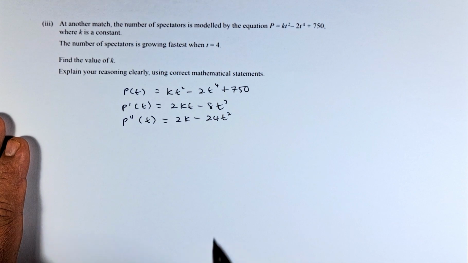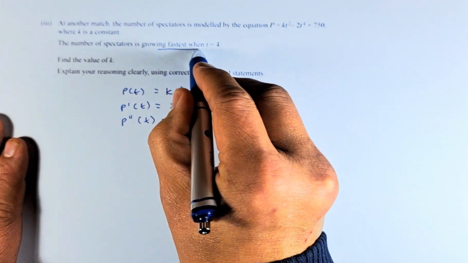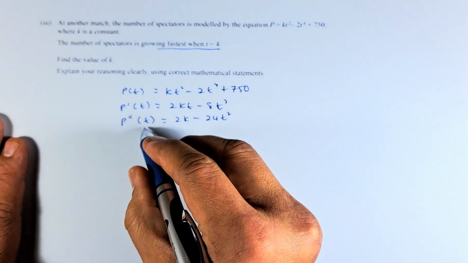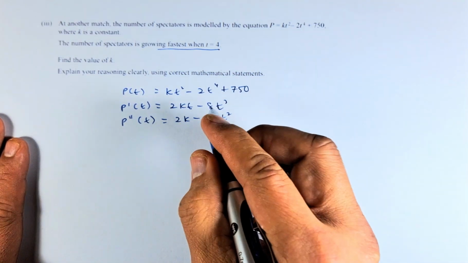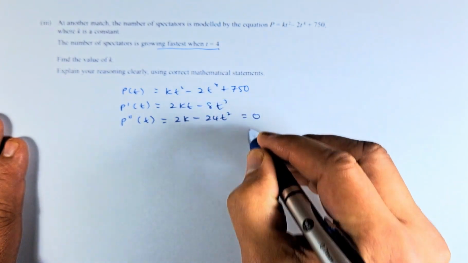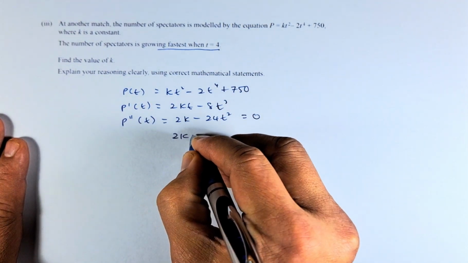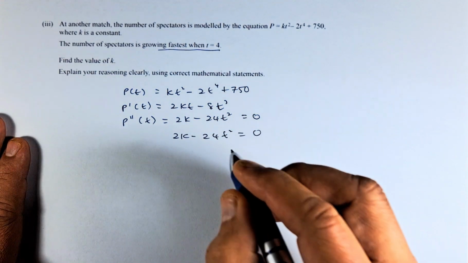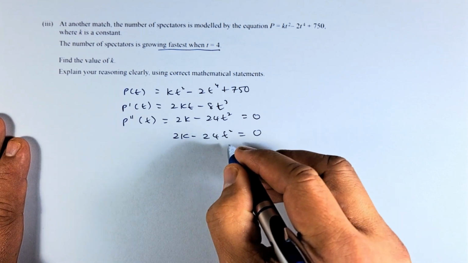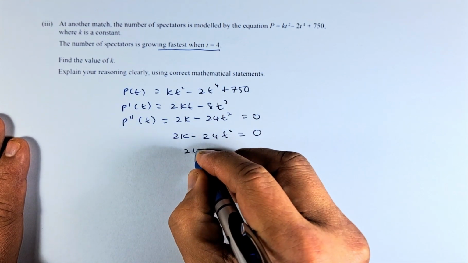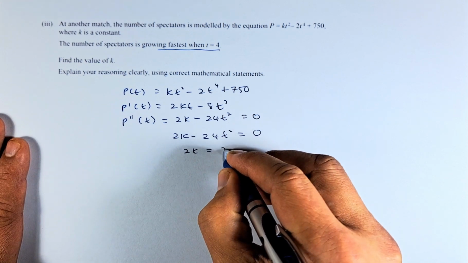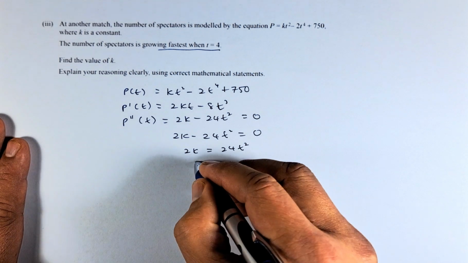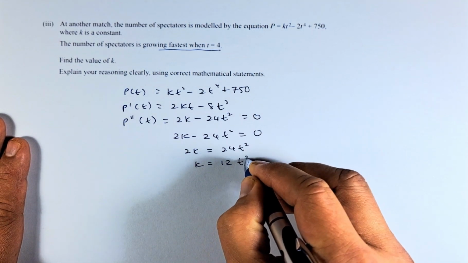The statement said it is growing fastest when t equals 4. So we are going to substitute, since at the maximum the second derivative equals 0. So 2k minus 24t squared equals 0. Then we're going to solve this. We add 24t squared on both sides, so 2k equals 24t squared. We just bring it over. Now we're going to divide by 2. So k equals 12t squared.